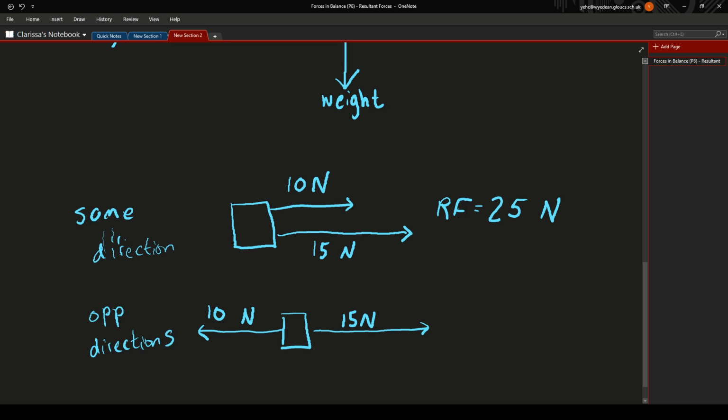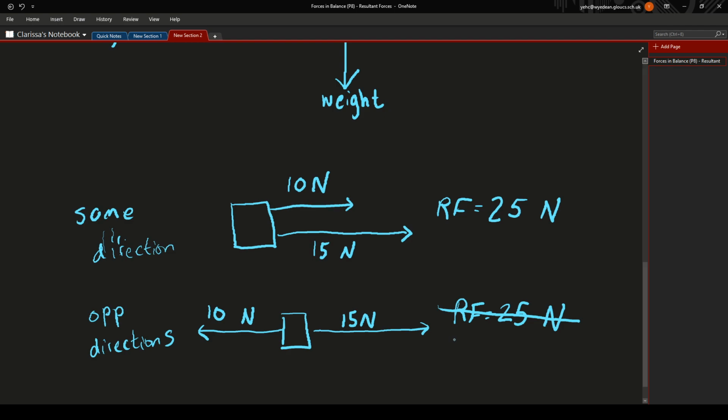We still want to find a resultant force. We still don't like having two separate forces that we have to deal with. Let's combine them together to make one force. It would be incorrect to say that the resultant force is 25 newtons again by just adding them up together. This is wrong, that's incorrect, because these two forces are acting in opposite directions. So what ends up happening is we have to think about the overall force and the overall direction in which the force is acting.